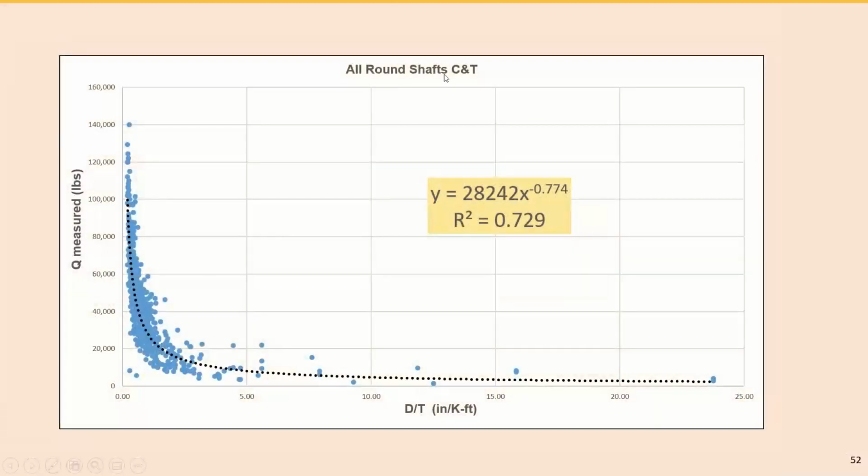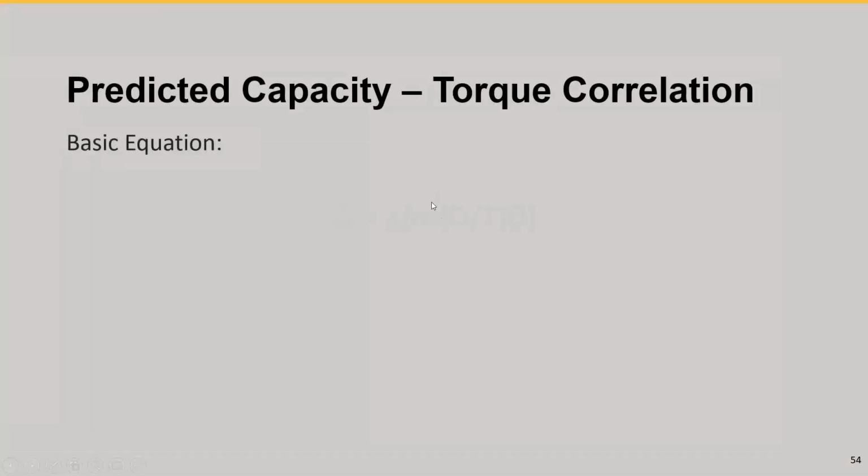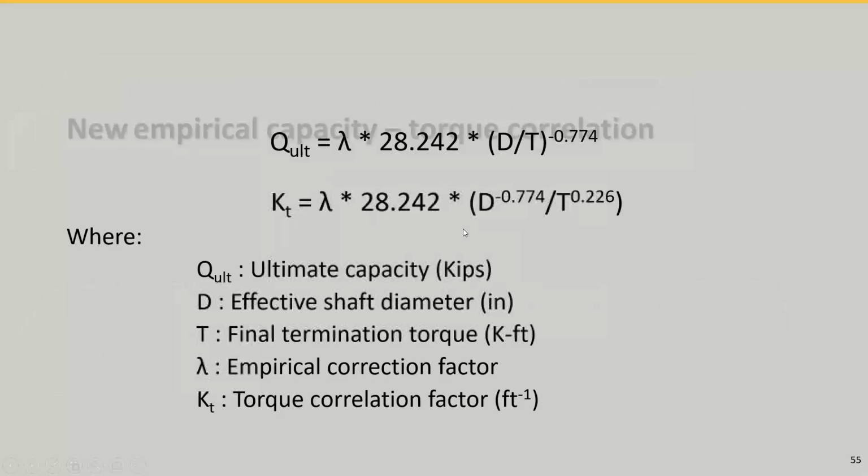Now I plotted all round shaft, and you can see R squared is even higher, 72.9%. For square shaft, R squared is a little bit less, but it's 55.9%, which is much better than 0.09. So from this correlation between measured ultimate pile capacity and D over T, the correlation is of this form: Q equals lambda alpha D over T to the power beta. So based on statistical analysis, this is the equation I came up with.